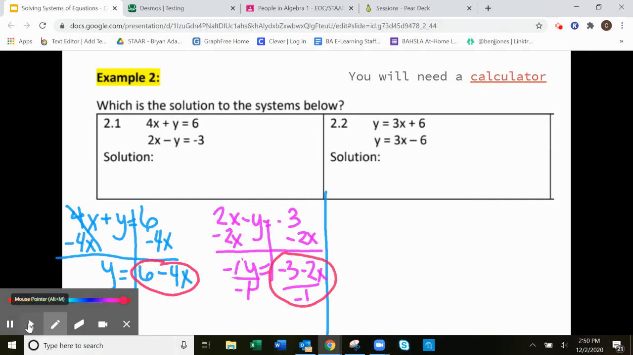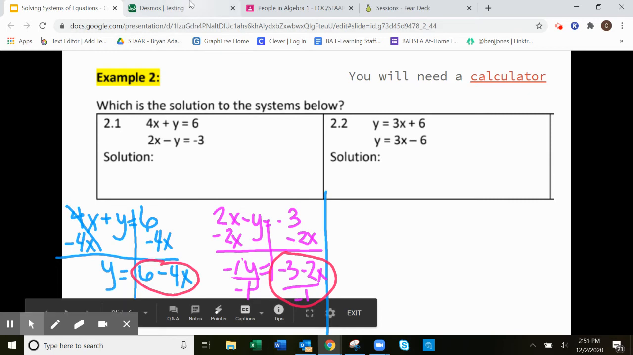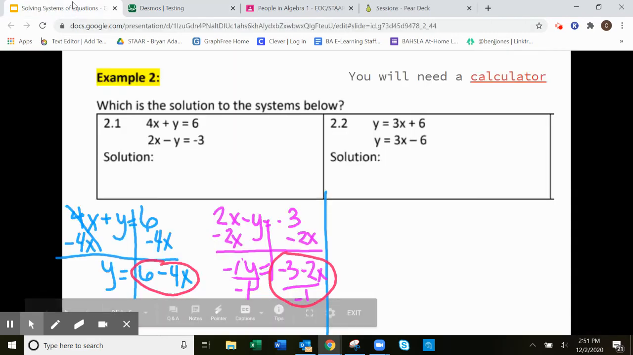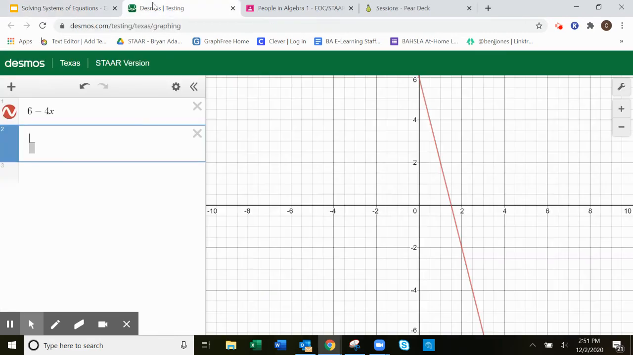So let's go ahead and graph that. So we have 6 minus 4x. There goes our line. And we have the fraction, negative 3 minus 2x divided by negative 1. And then there goes our second line. And then we see that they meet across right here. So our answer here should be 0.5, 4.